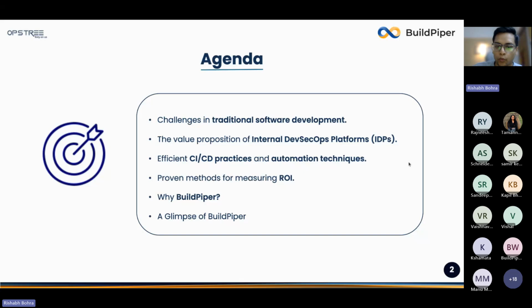And then we'll walk briefly through why Build Piper. Essentially, Build Piper is an end-to-end application delivery platform, or an IDP, which helps you get up and running with software delivery across multiple environments, across multiple hyperscalers. And then the actual glimpse of Build Piper, what main features the platform has to offer, and how you can benefit from these features in Build Piper.